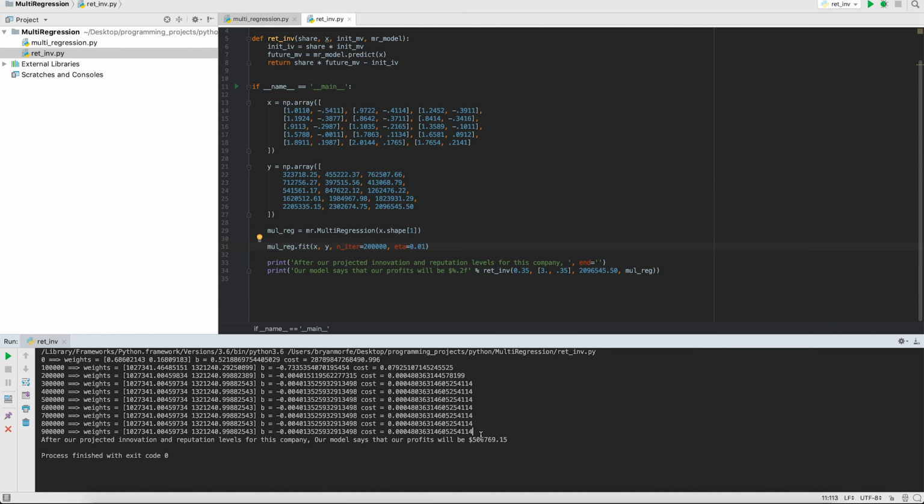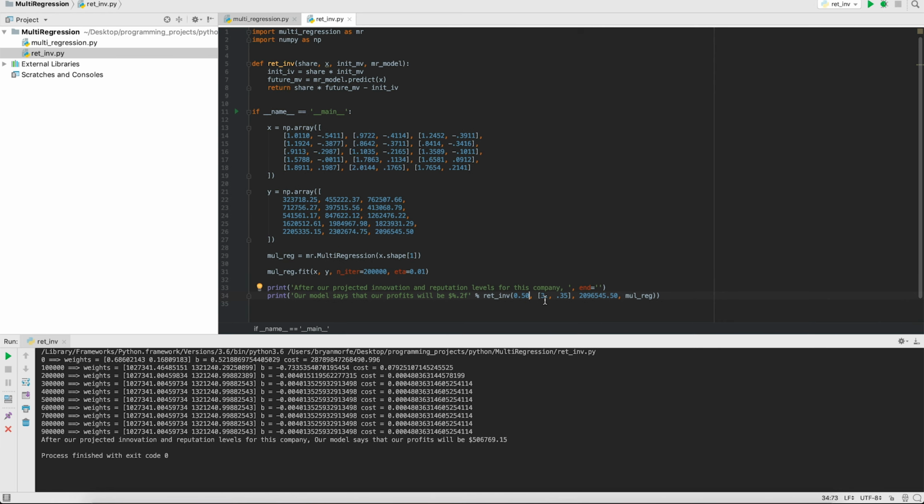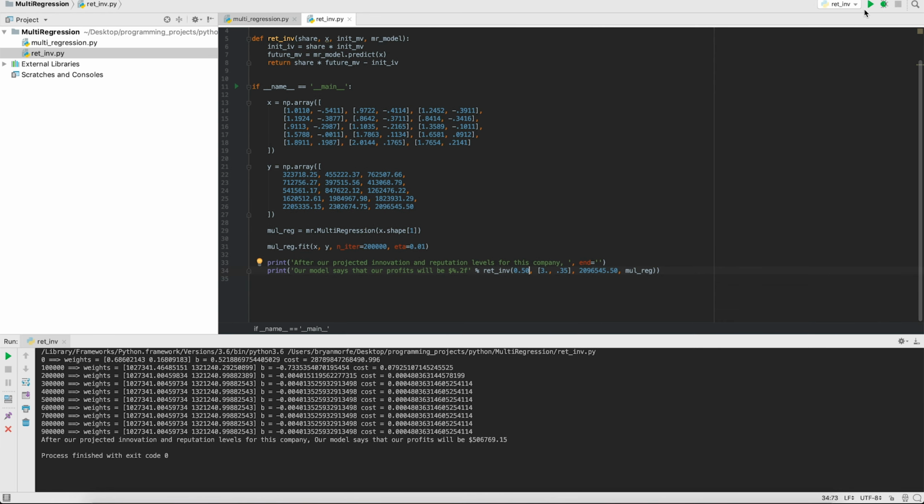By the way, it seems like we're making 500,000 in total. What if we buy, instead of 35%, let's say we buy 50% of the company. This is why it's good to have everything generalized, because I would have to change something here, whereas here I just have to change a parameter. So let's go ahead and run that for 200,000 iterations.